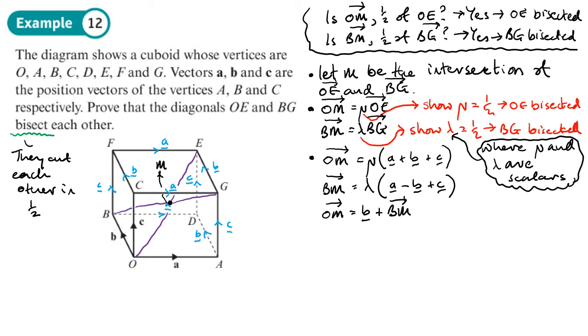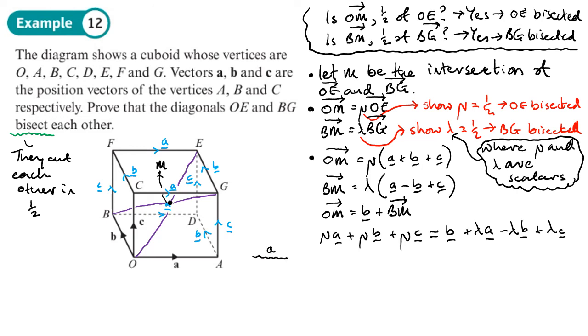Now what that allows me to do is to put the two equations together. So OM, which is this, and I'll expand the brackets, mu A plus mu B plus mu C equals the vector B plus BM, and again I'll expand the bracket, so lambda A minus lambda B plus lambda C. Right, now I've got an equal sign in the middle, so what that means is that the coefficients in front of the A's, the B's and the C's should balance. I should be able to compare them.